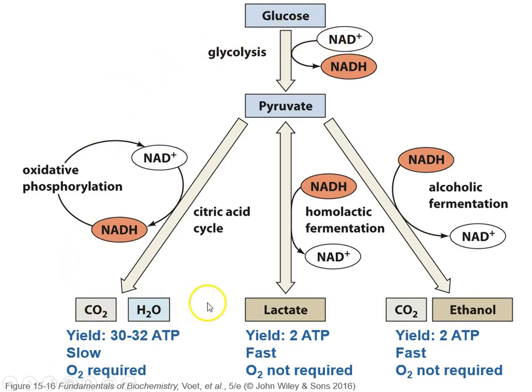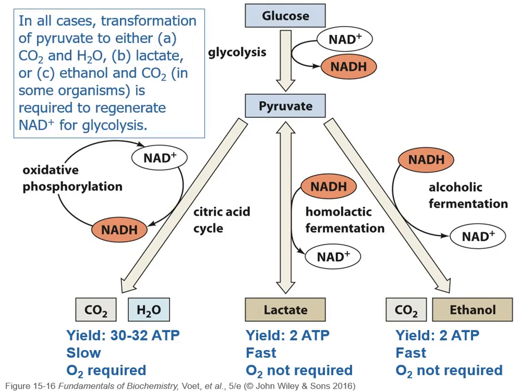Comparing this pathway, this is aerobic respiration. We do need oxygen. We'll yield between 30 and 32 ATPs. Oxygen is required. It's not required for the other 2 pathways. It's a lot slower, but you get a whole lot more ATP. So in all of these cases, whether you transform pyruvate to carbon dioxide and water, which is a complete oxidation, or to lactate, or ethanol and CO2, in all of those cases, it is important to regenerate NAD+ for glycolysis to continue.